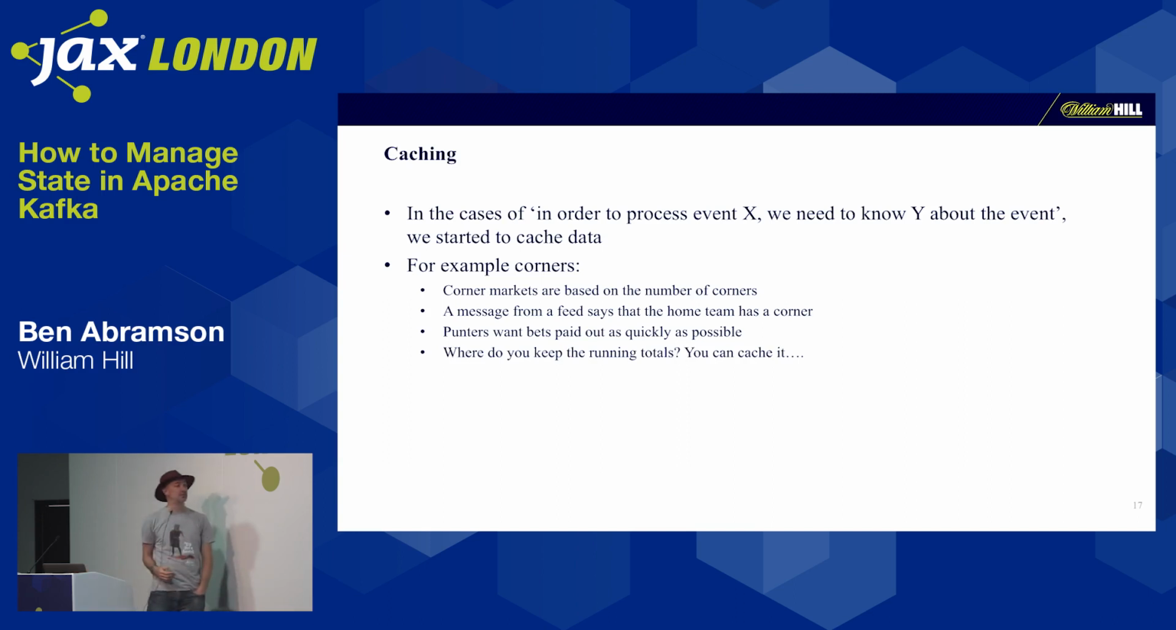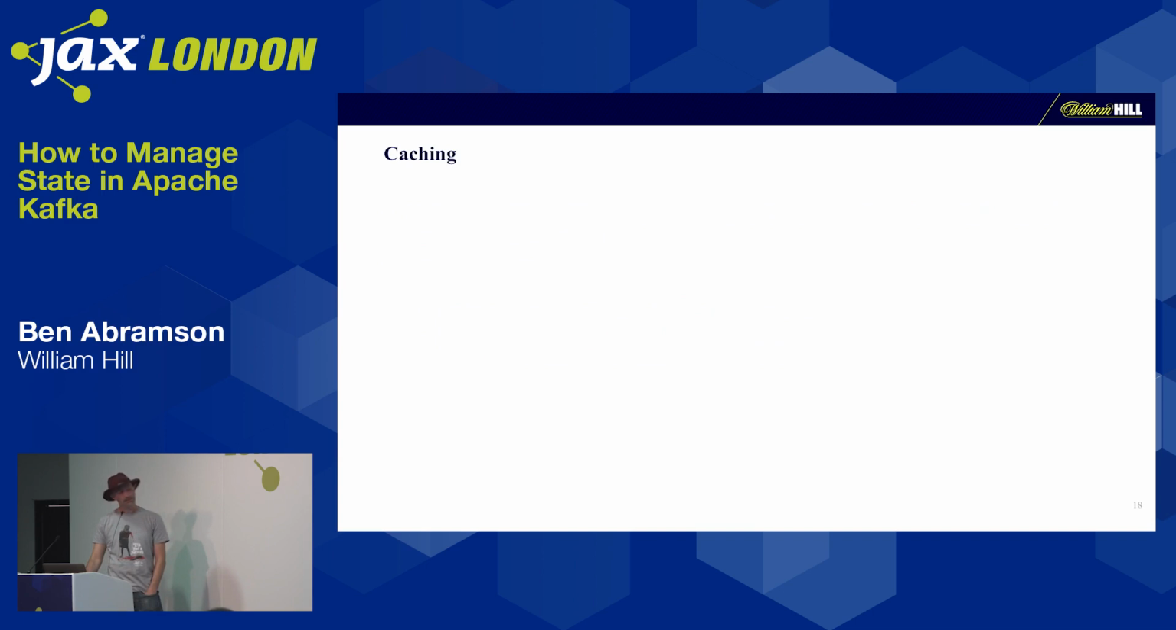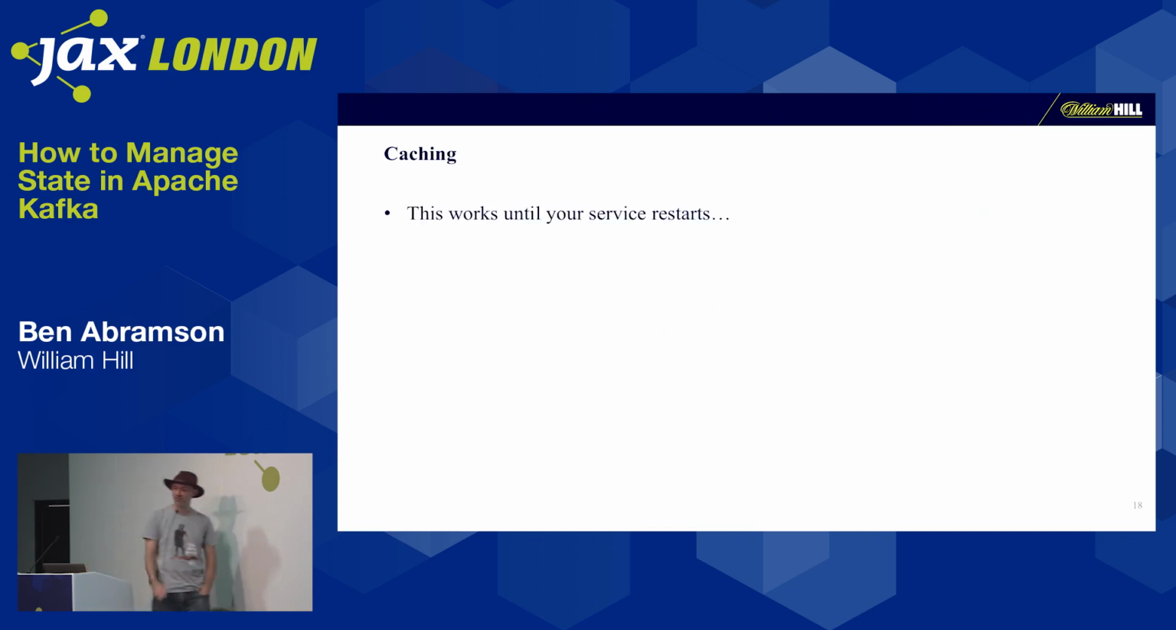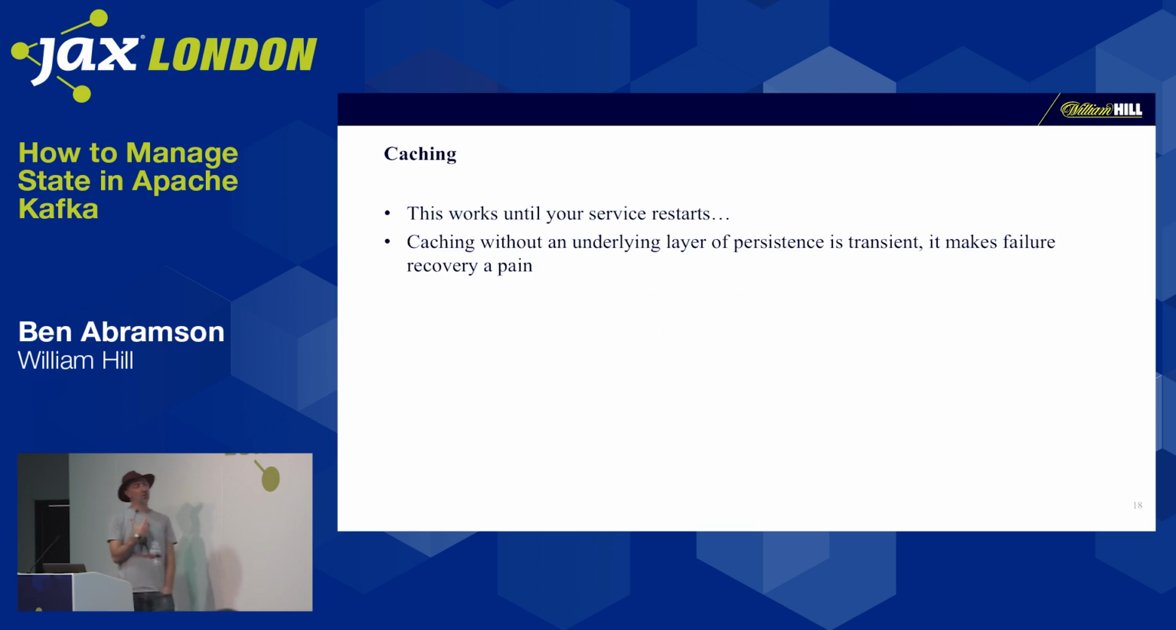So where do you keep those running totals? Well, you can cache it, and that kind of works. Well, it works until your service restarts. And then suddenly you realize that you've not solved that problem at all, you've just masked it. Because actually, if you've got caching without an underlying layer of persistence, you gain nothing in terms of failure recovery. Because when your service comes back up, it's going to have to repopulate the cache, read from the beginning, and actually all you've done is masked your problem.